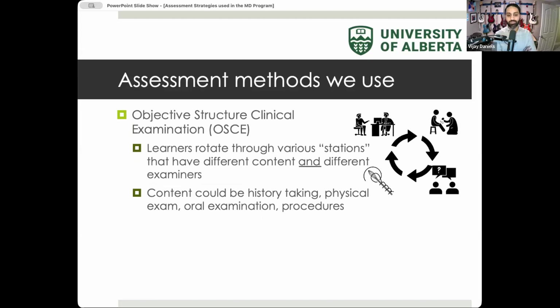OSCEs, a lot of you will be familiar with, and sometimes there's a conflation of OSCEs and standardized patients, but the definition of an OSCE is just that you rotate between rooms with different examiners, and there's different content in the rooms. Classically, OSCEs are standardized patient-based history and physical, but you can have a whole OSCE where every station is an oral exam. The OSCE method is actually about the rotating so that you experience different cases by different examiners.